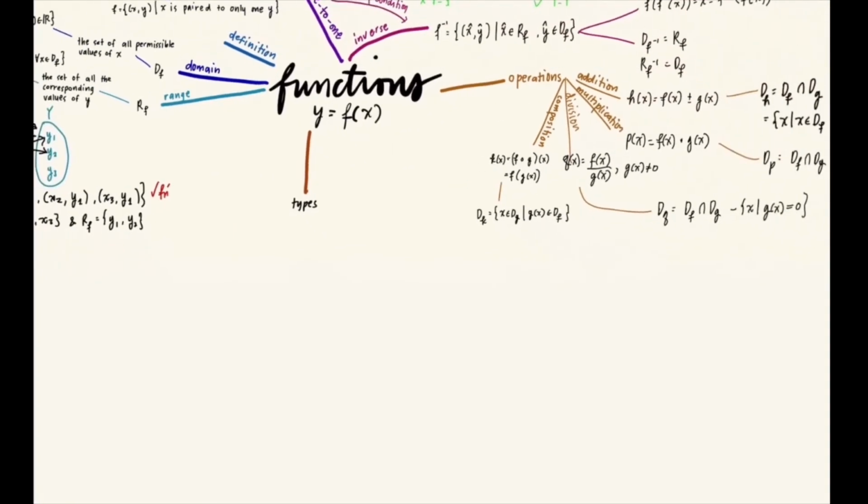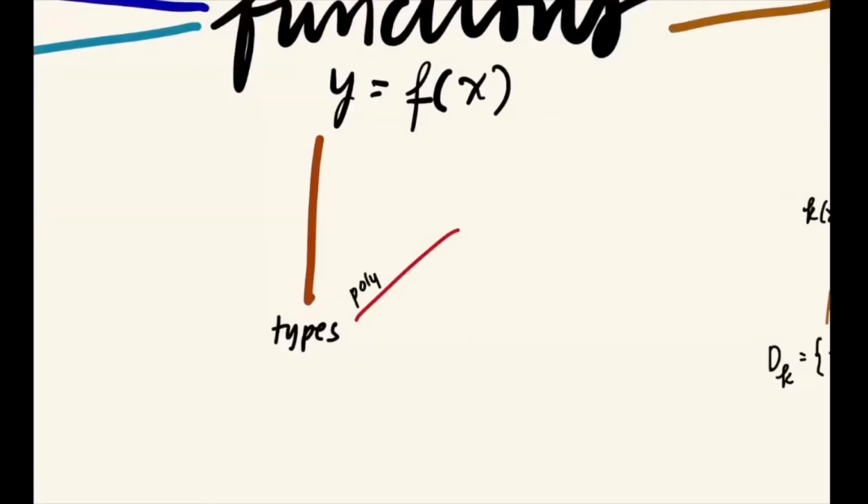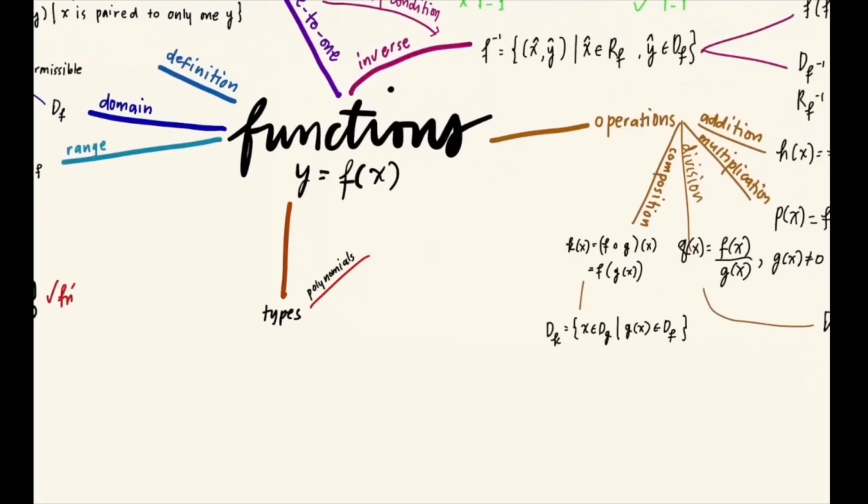Okay, now let's discuss the basic types of functions. One of the basic types is the polynomial function, which is in this form: a sub n x raised to n plus a sub n minus 1 x raised to n minus 1, until a sub 1 x plus a sub 0. If a sub n is not 0, this is a function of degree n. Since there are no x's in the denominator, the domain is the set of real numbers.